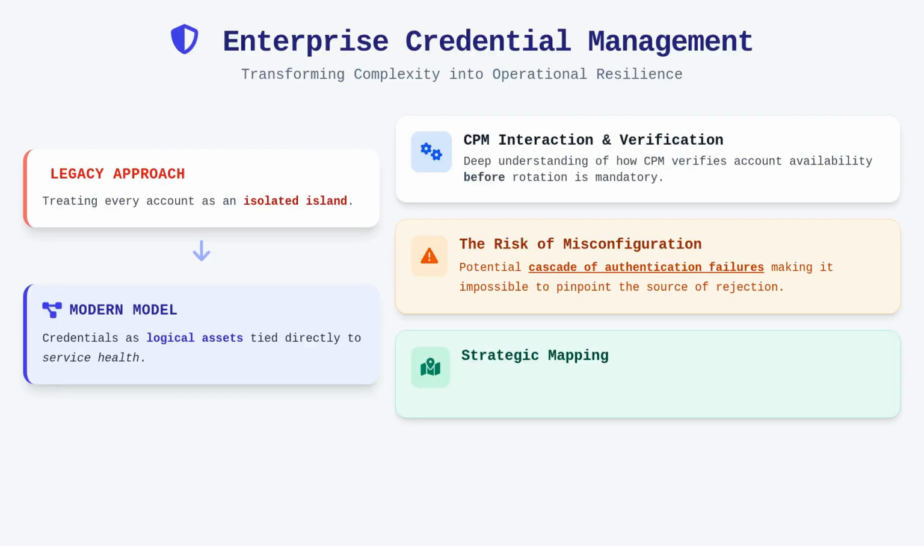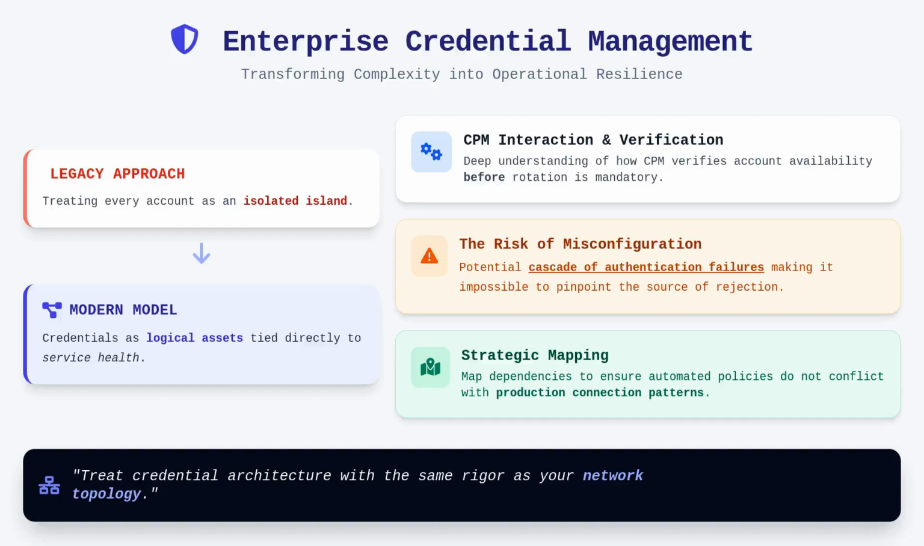Take the time to map your dependencies correctly, ensuring that your automated rotation policies do not conflict with the connection patterns of your production servers. By treating your credential architecture with the same rigor you apply to your network topology, you ensure that security improvements do not come at the cost of operational resilience.